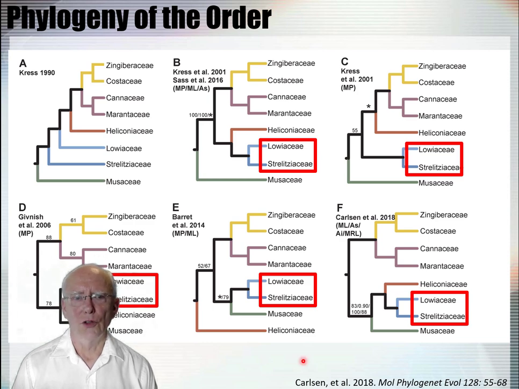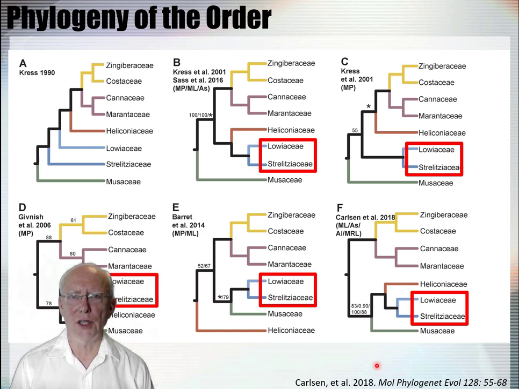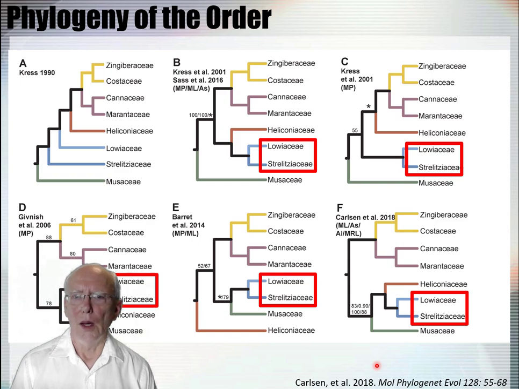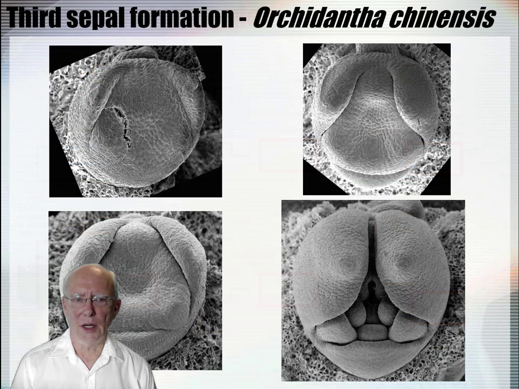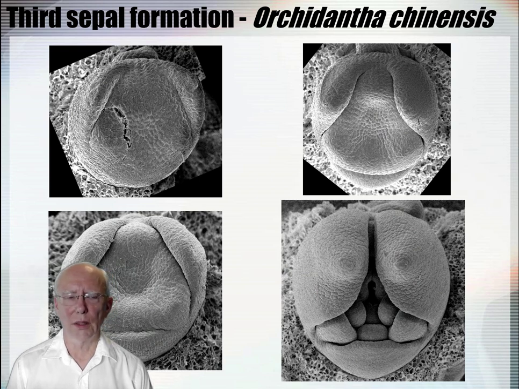And they argue for the monophyly of the Lowiaceae and the Strelitziaceae. That is, they support many of these phylogenetic analyses which have placed these two families together. I want to look at one other characteristic before ending, and this characteristic has to do with flower development.